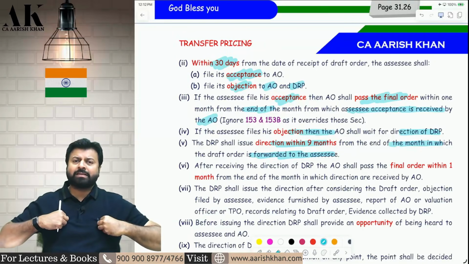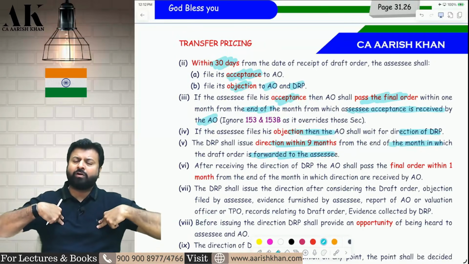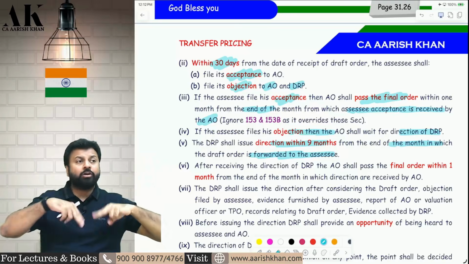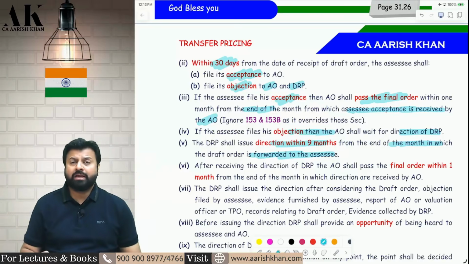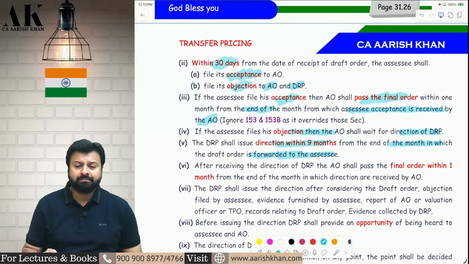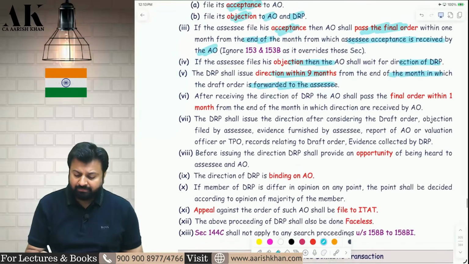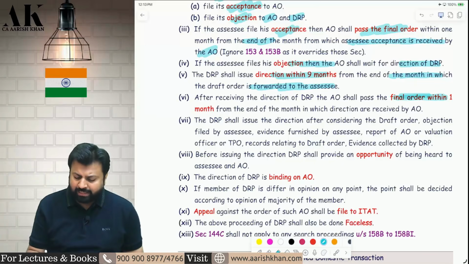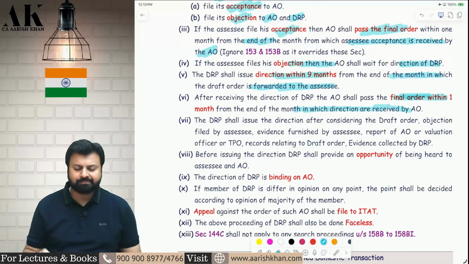If I am an eligible assessee, I have 2 options: either to accept the draft order. If the draft order is accepted, then AO will pass the final order, or I can object to the draft order, to whom? To the assessing officer and to DRP. After that, the DRP will give the direction within 9 months, and then the AO will pass the final order within 1 month.